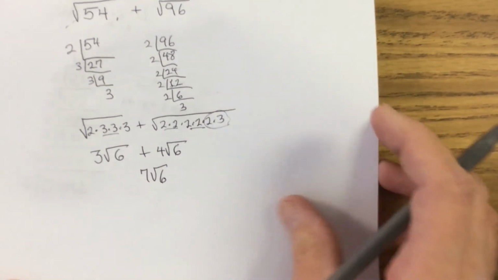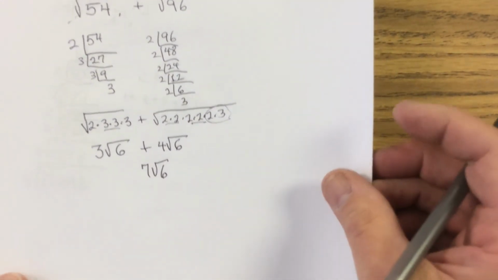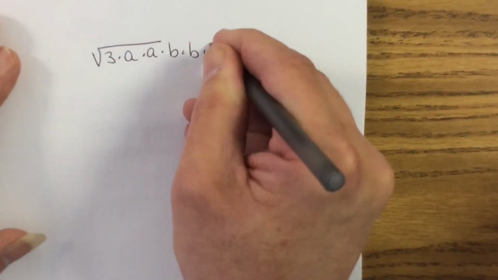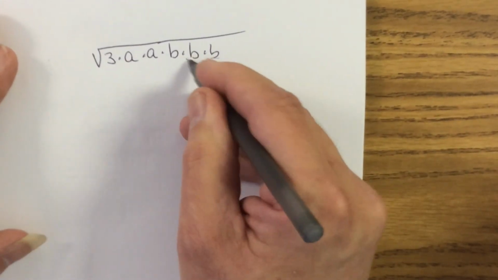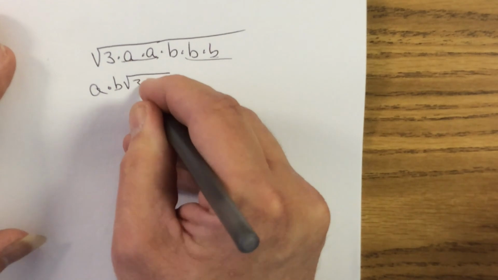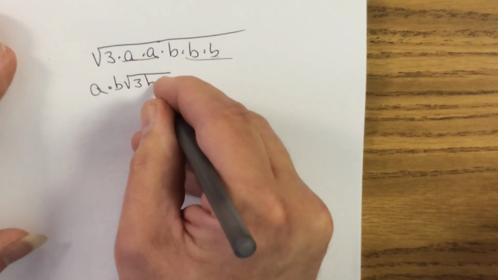The last one, well, it's just the same exact thing we've been doing, only in a generalized form. If you have 3 times a squared times b cubed, you take out an a, you take out a b, what you've got left underneath is 3b. So it's a times b times square root of 3b.